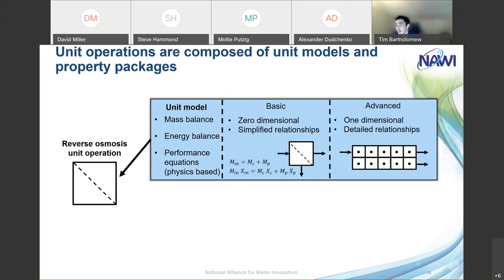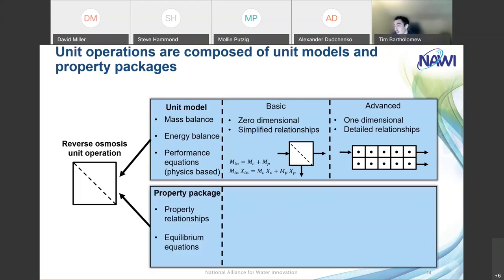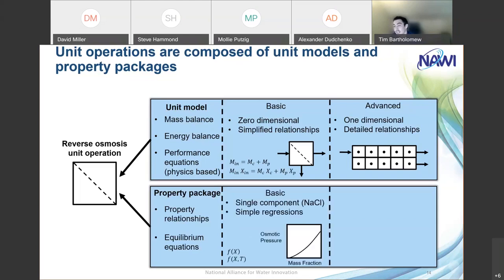And then we'll also have advanced models where they're one-dimensional and reflect the profile across the membrane stage and include detailed relationships like estimating the pressure drop with friction factors that are based on Reynolds number or for a specific mesh channel, or concentration polarization on local mass transfer coefficients, and things of those sorts. This also has to be paired with a property package that determines property relationships and equilibrium equations.